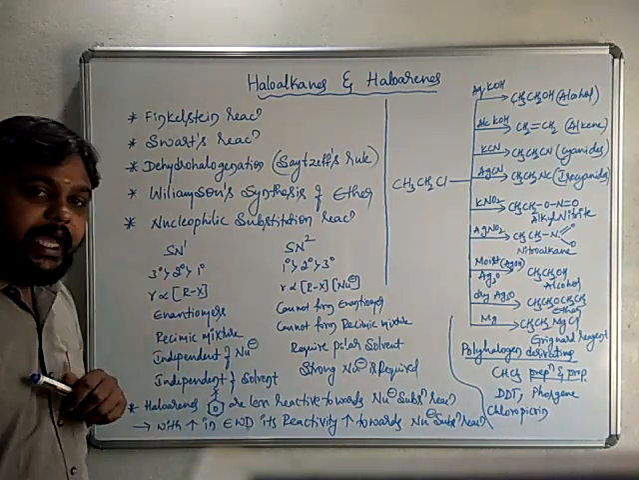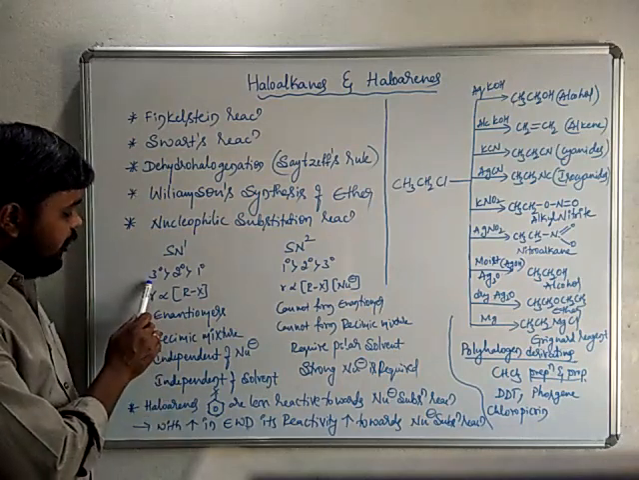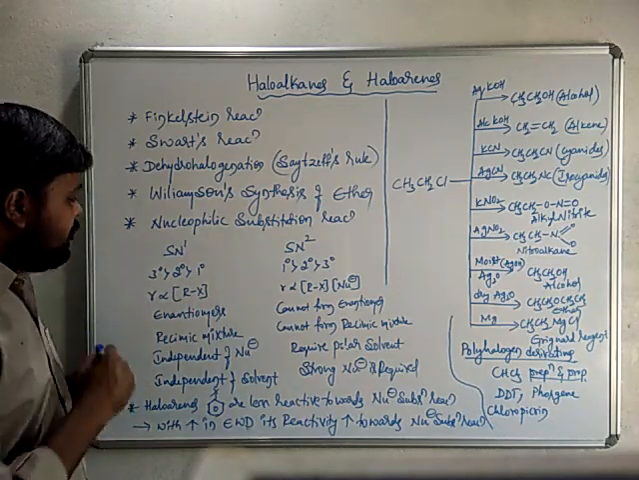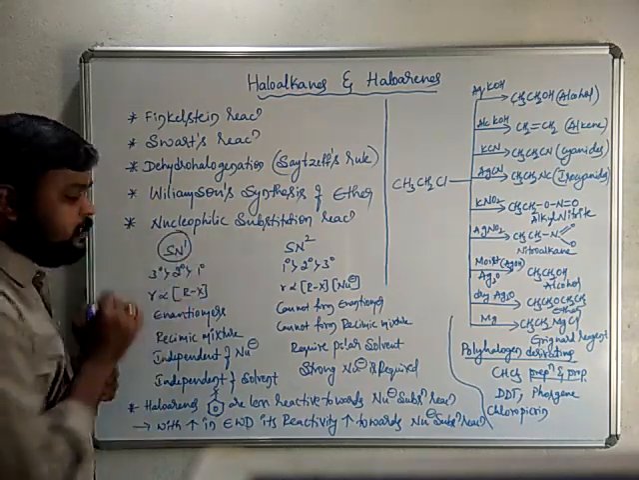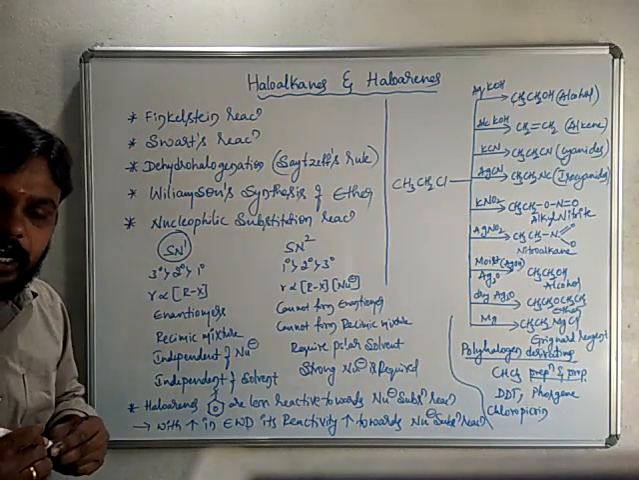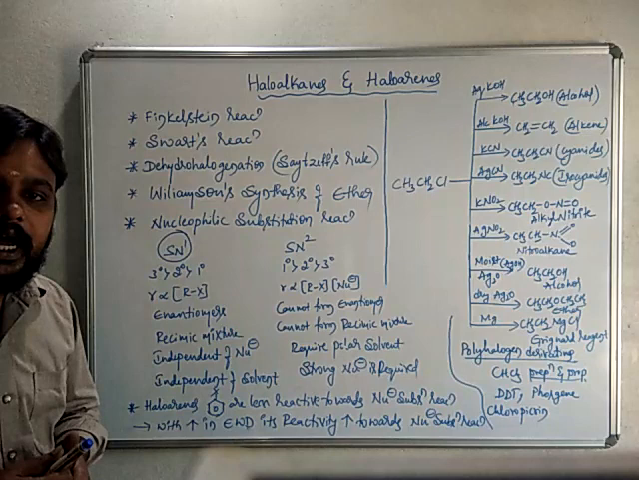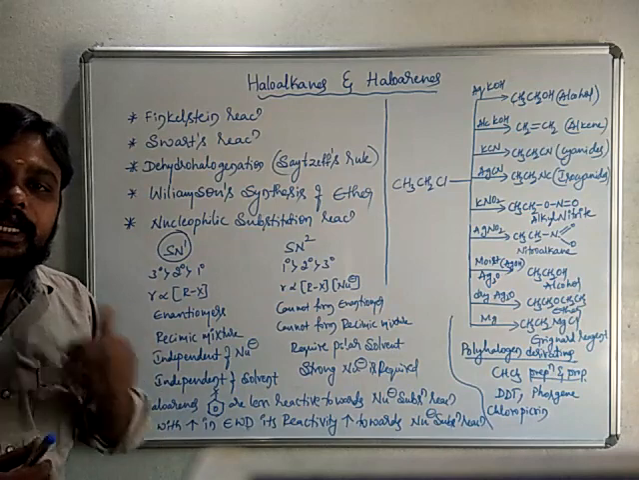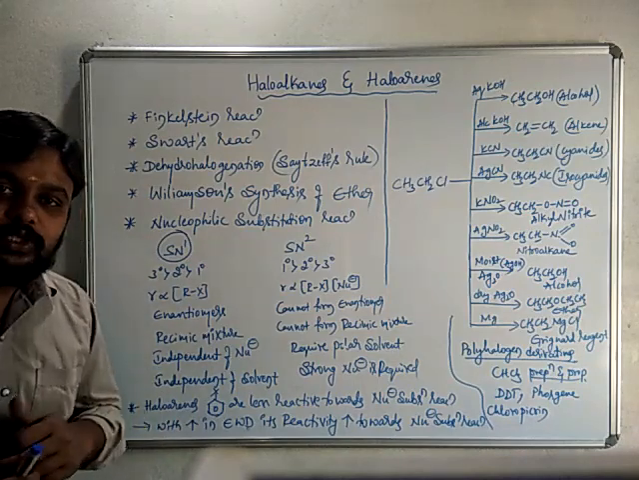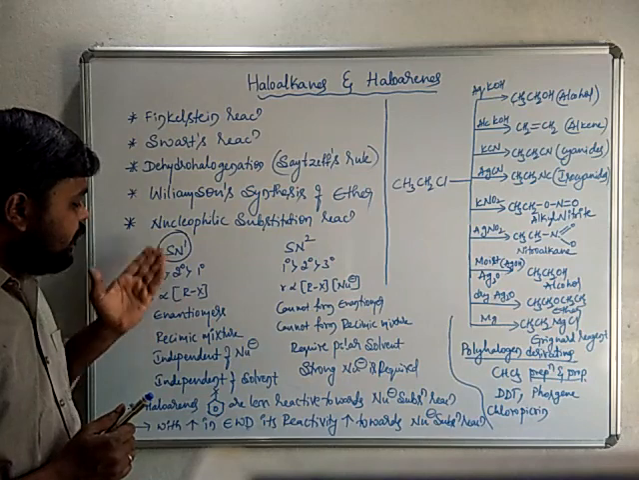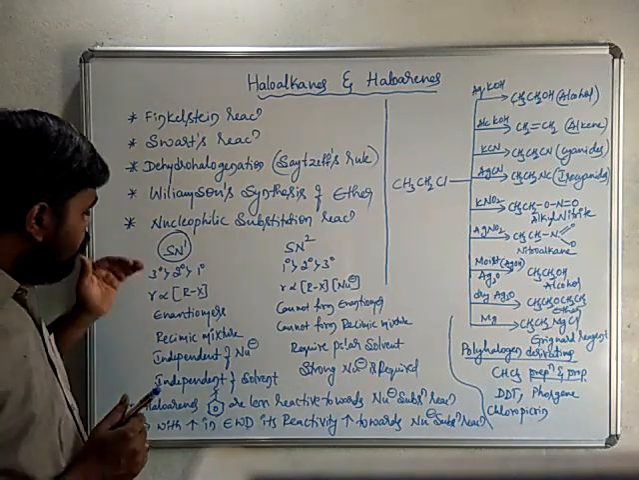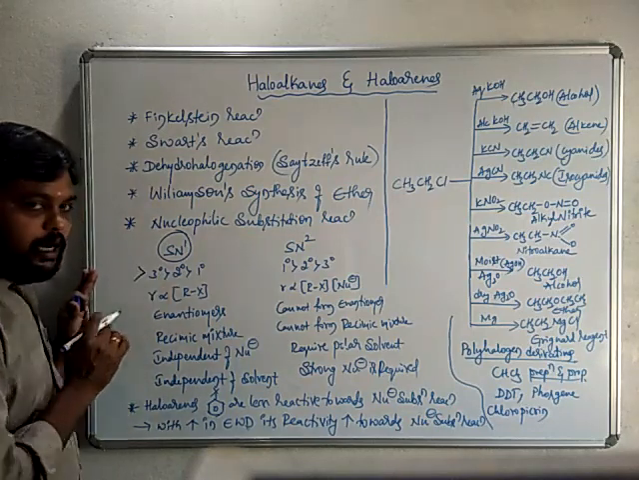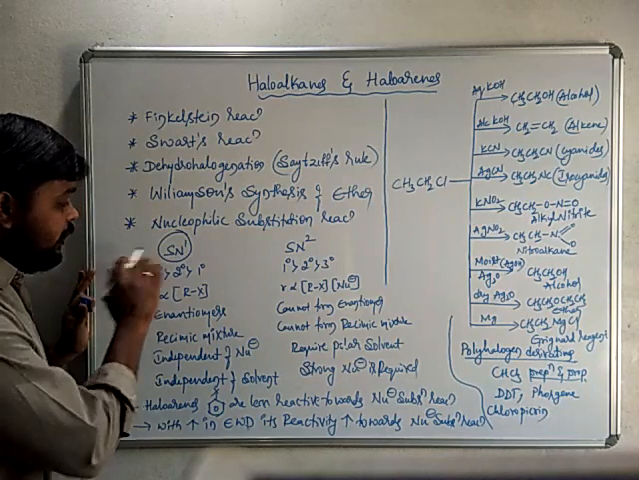In case of SN1 mechanism, the order of reactivity of alkyl halides is tertiary greater than secondary, secondary greater than primary. We know that SN1 mechanism is a two-step mechanism. The first step is formation of carbocation, and the second step is attack of nucleophile. Due to the formation of a more stable tertiary carbocation, tertiary alkyl halide is more reactive towards SN1 than secondary and primary.